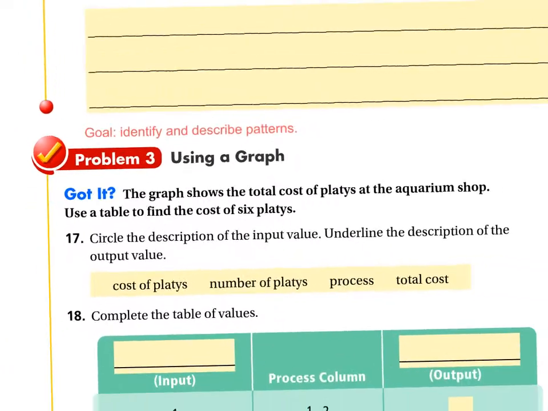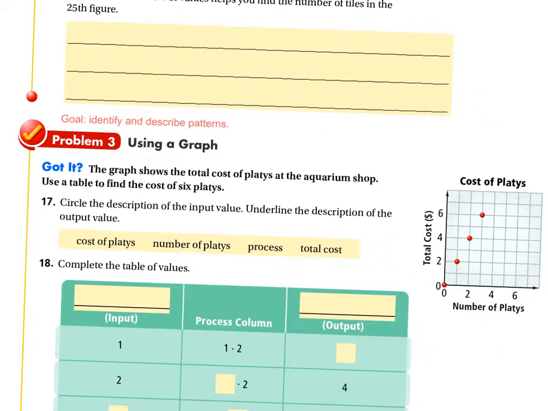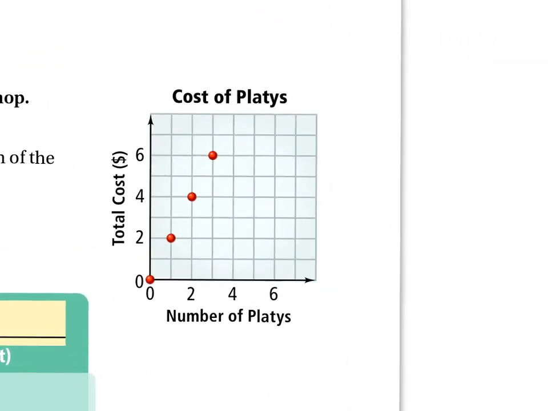All right, the graph over here shows the total cost of platies at the aquarium shop. Use a table to find the cost of 6 platies. All right, so we're over here. The data indicates this right here. At 1, at 2, at 3, it gives me the total cost for each one. Our goal, of course, is what happens if I buy 6? How much am I going to pay?